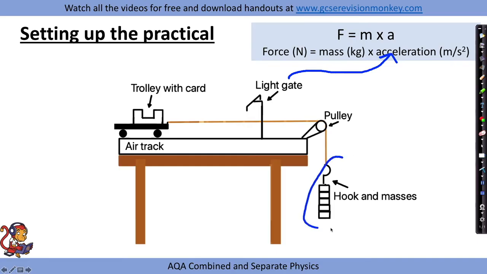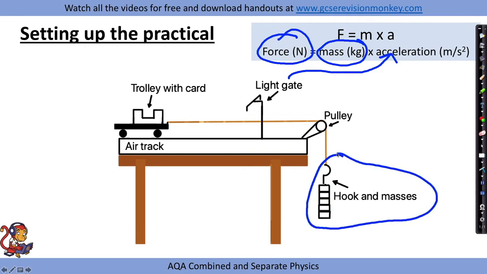Now this part of the system is just a group of objects, so we'll call the whole thing a system. This part of the system is applying the force. So we said previously, we could either change the force and investigate how force affects acceleration, or we could change the mass. Now, if we want to change the force applied to the trolley, we need to change this part of the system here, because these masses here are applying a downwards force which is accelerating the trolley. So for force, we would change this part of the system.